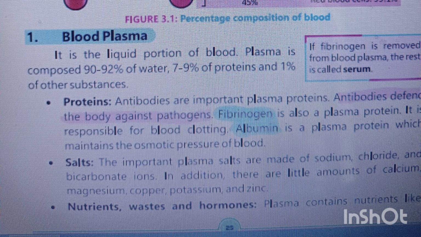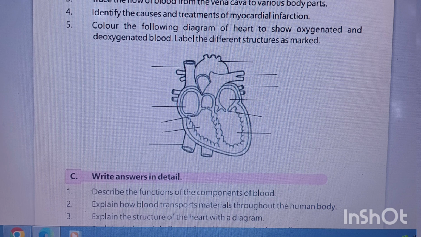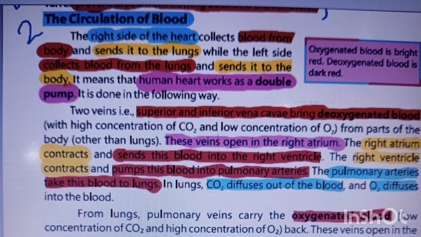Explain how blood transports materials throughout the human body. In this, you will write your answer about how blood reaches the different parts of the body. This circulation of blood, you will write your answer from here up to this point.